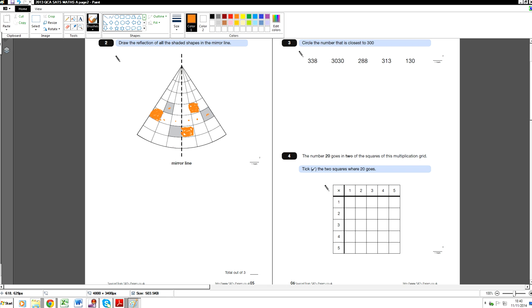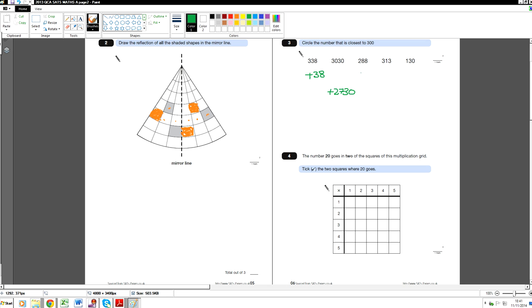Okay, question number 3. Circle the number that is closest to 300. Now, before anybody shouts out the answer, which I don't want you to do, what we're going to look at is how far each number is from 300. So 338, how far away is it from 300? It is 38 more. What about 3030? That's going to be 2730 extra. So that is very, very far away from 300.